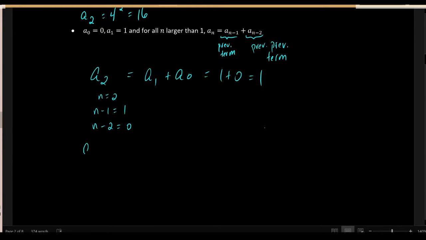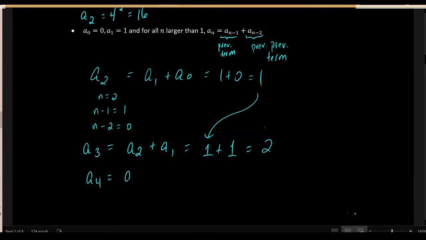Then, if I wanted to calculate a sub 3, it can be found by summing a sub 2 with a sub 1. A sub 2 we found was the number 1, and a sub 1 we found was also the number 1. So the result of that sum would be 2. And likewise for a sub 4. We could find a sub 4 by adding a3 and a2, which we now know is 2 and 1. So the result of that would be 3. The next entry in the sequence would be 3.